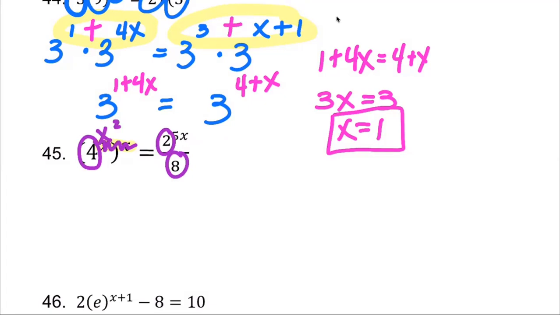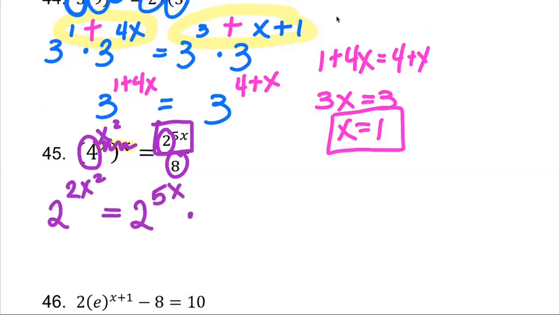So on the left, if I'm going to write it as 2, then it would be 2 to the 2x squared. And then on the right side, this stays as is. So I'm going to say 2 to the 5x. And then since this is on the bottom, 8 is considered 2 to the 3rd power. But since it's on the denominator, I'm going to say 2 to the negative 3.